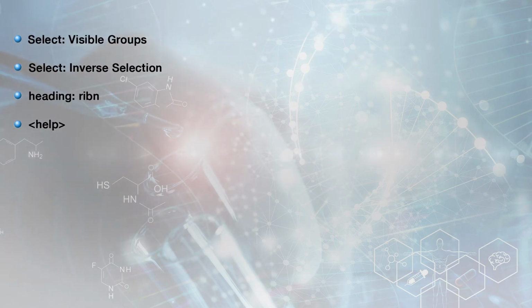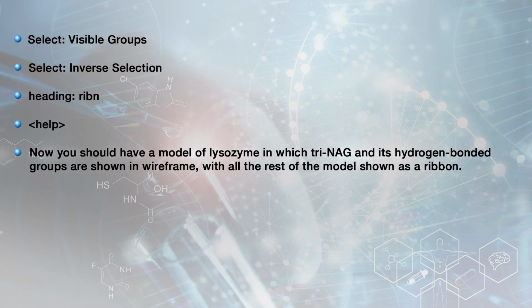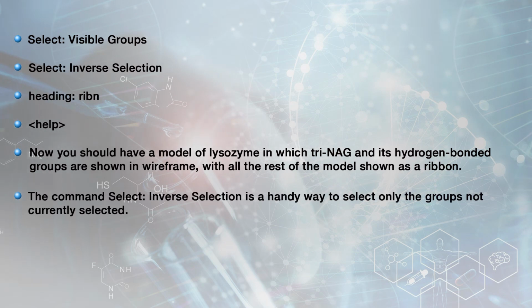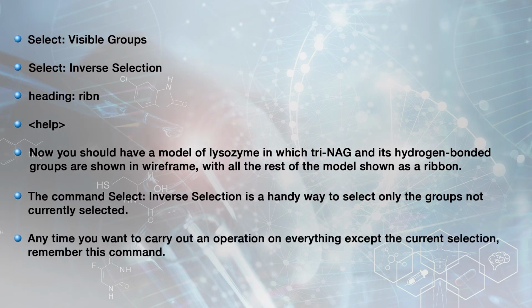Select visible groups, select invert selection, heading, ribbon, then help. Now, you should have a model of lysozyme in which tri-NAG and its hydrogen bonded groups are shown in wireframe with all the rest of the model shown as a ribbon. The command select inverse selection is a handy way to select only the groups not currently selected. Anytime you want to carry out an operation on everything except the current selection, remember this command.